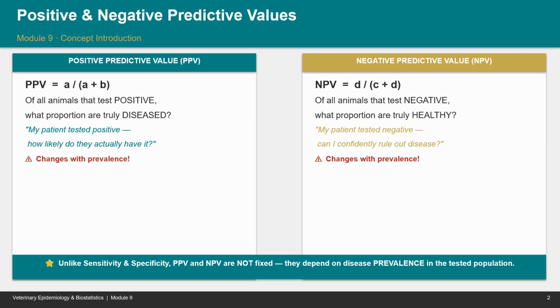Negative predictive value, NPV, is calculated from the negative test row. Of all animals that tested negative, how many are truly healthy? Here's the critical point. Unlike sensitivity and specificity, PPV and NPV are not fixed properties of the test. They change depending on the prevalence of disease in the population you're testing. This is one of the most important and most misunderstood concepts in diagnostic medicine.